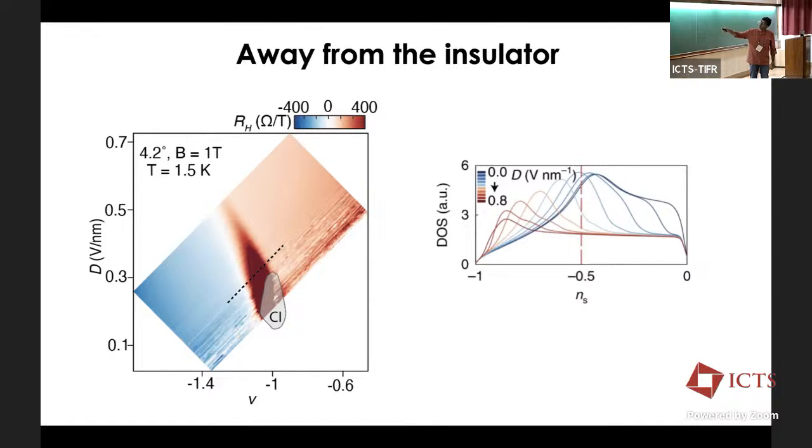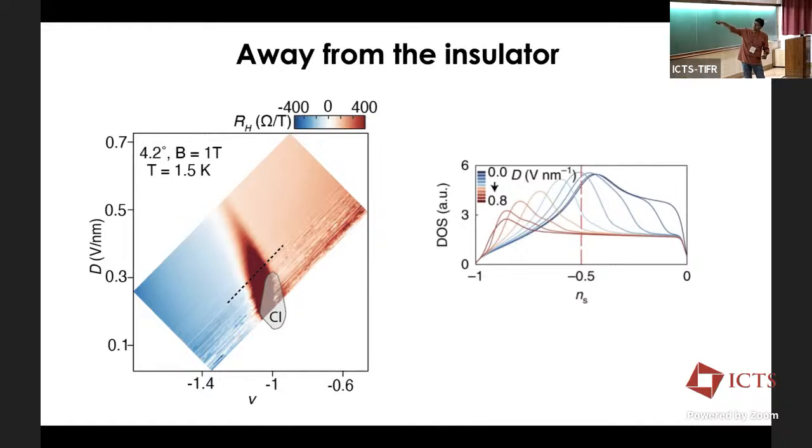This is the Hall resistance as a function of electric field and doping. We have this bad habit of putting 1 here sometimes and half here sometimes. This is half filling, so depending on how you count, sometimes this is half and sometimes this is 1. The insulating phase in this particular sample is located around here. What I'm going to show you is data taken away from the insulating phase, in particular along a cut that goes in this direction.